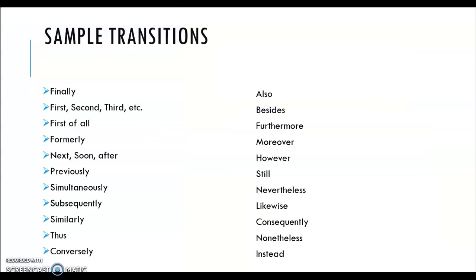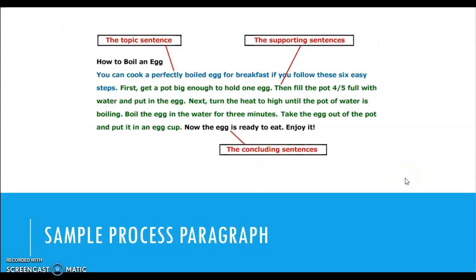And here are some sample transitions. So again, using stuff like first, second, third, finally, first of all, previously, thus, conversely, also, besides, furthermore, nevertheless, nonetheless, or instead. So all of these are great transitions to kind of help you as you're writing.